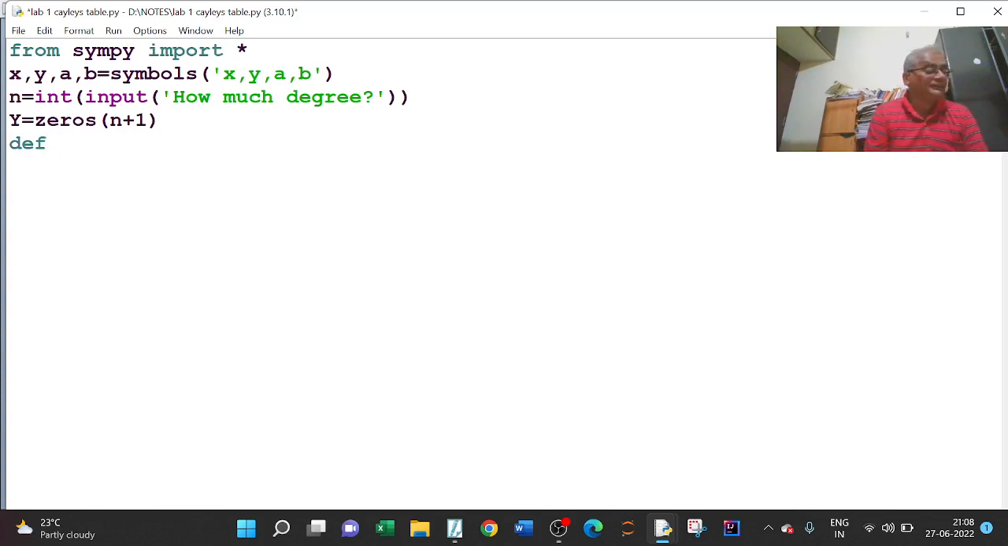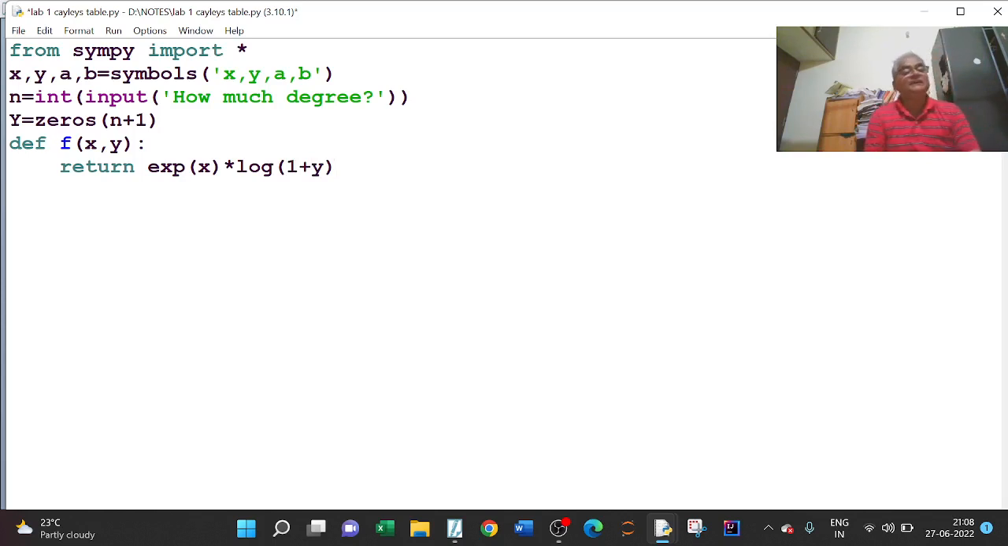And then I have to give the function, f of x comma y, colon, return. In this case I am considering the function as e power x into log of 1 plus y. e power x, that is exp of x, bracket close, into, that is star, log of 1 plus y. This function I have to expand. This is a function of two variables.